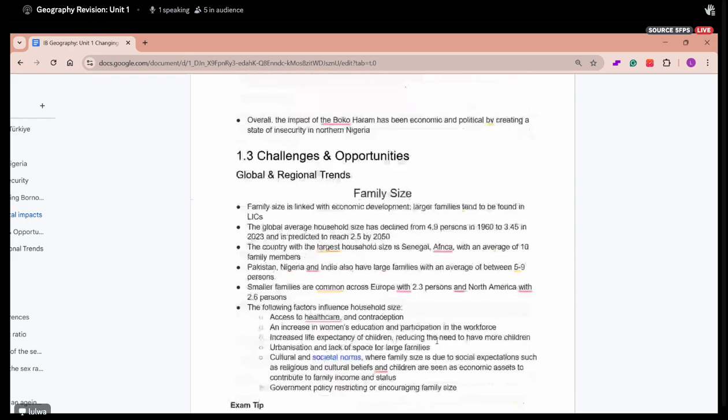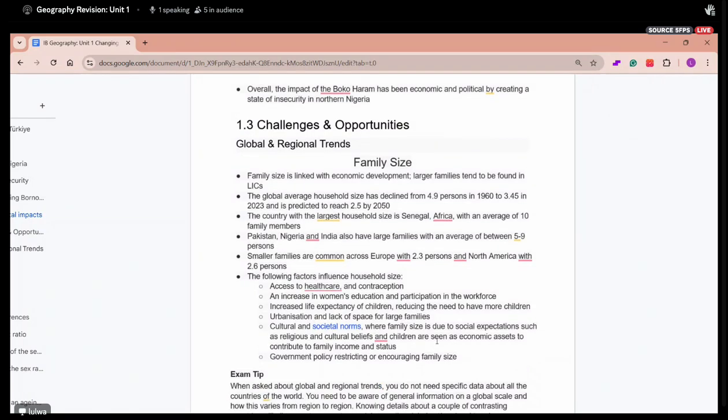So you have many trends in family size. So family size is linked with economic development. So larger families are found in LICs and smaller families are found in HICs. So the global average household size declined from 4.9 people to 3.45. However, the country with the largest household size is Senegal, with an average of 10 family members. Pakistan, Nigeria, and India also have large families with an average of between 5 to 9 people. Smaller families are common across Europe with 2.3 people and North America with 2.6.